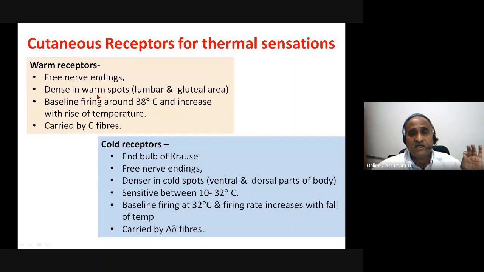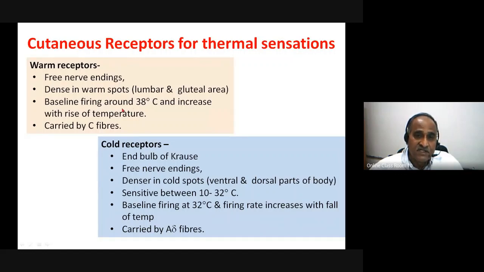These receptors or warm spots are more numerous in the lumbar and gluteal area. For that reason, when you are exposed to heat, you will feel the heat sensation on the back and the gluteal region. That is where they are densely located.